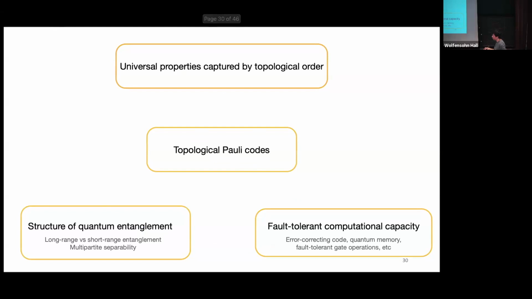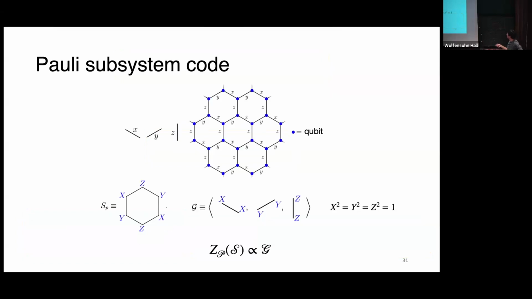Now I want to say a little about the structure of entanglement, some simple facts. But before that, let me first generalize the Pauli stabilizer code a little more. It turns out that a better setting to discuss entanglement is the subsystem code. Let me start with an example.